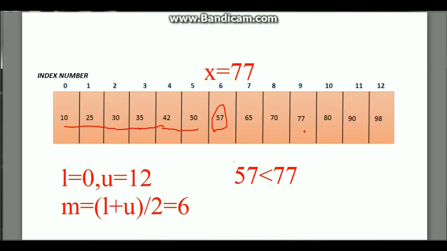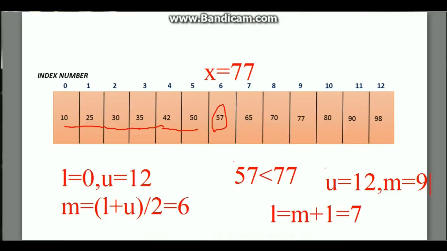So now it's here. For this your upper limit remains the same, 12, but your lower limit will change to m plus 1 position. So it becomes 7, and your upper limit is equal to 12. So now your m will be equal to 9. Like 12 plus 7 is 19, divided by 2 will be 9, as it is an integer number.